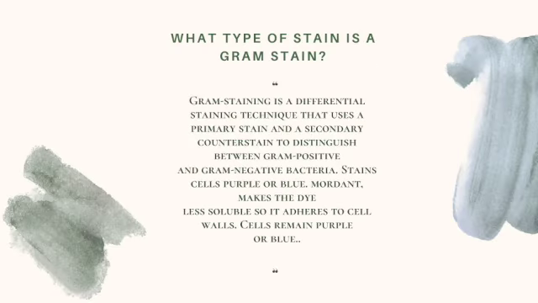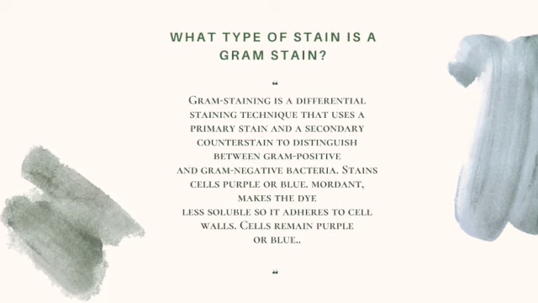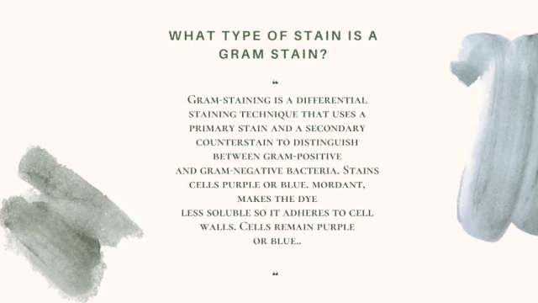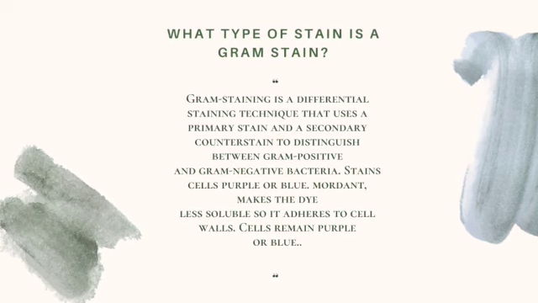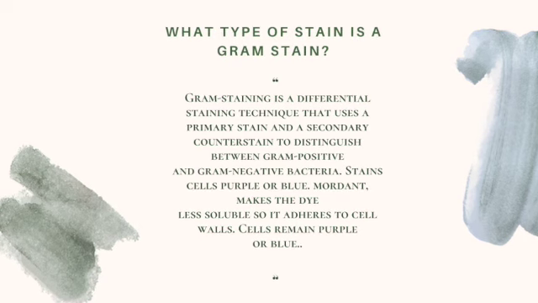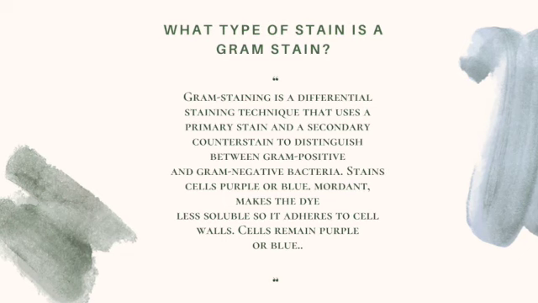Again, what type of stain is a Gram stain? So Gram staining is a differential staining technique that uses a primary stain and a secondary counterstain to distinguish between gram-positive and gram-negative bacteria. Stain cells purple or blue. Mordant makes the dye less soluble, so it adheres to the cell wall, and cells remain purple or blue.